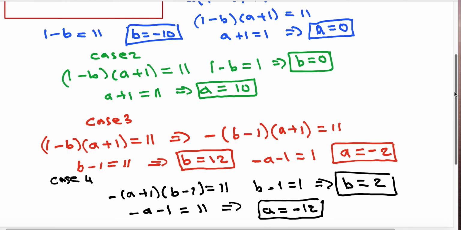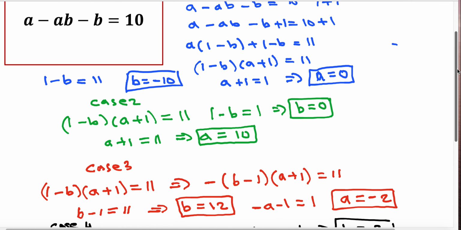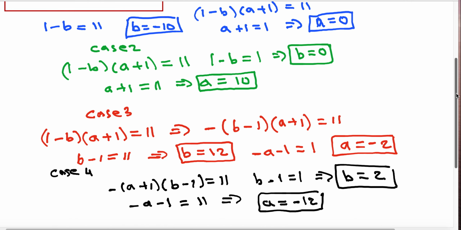For the equation a minus ab minus b is equal to 10, it has at least these 4 sets of solutions.